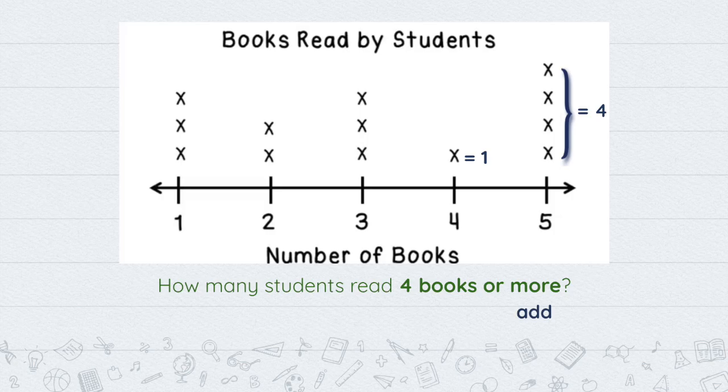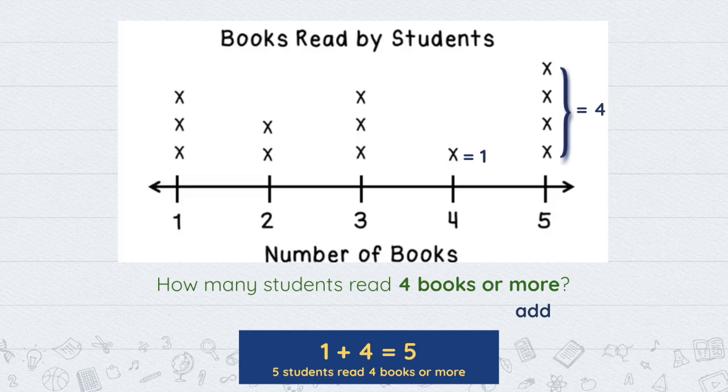So now that I have that information, I can write my equation and I can solve the problem. 1 student read 4 books plus 4 students who read 5 books equals 5. So how many students read 4 books or more? 5 students read 4 books or more.